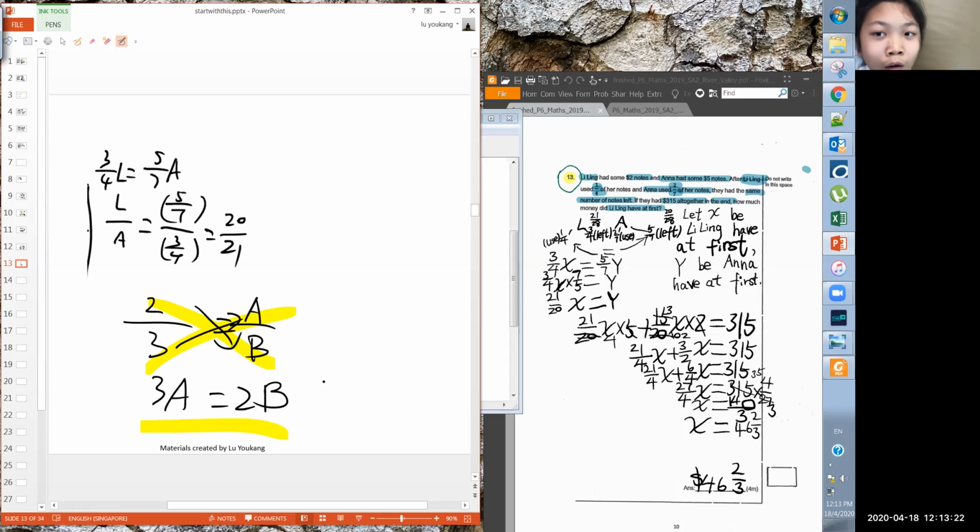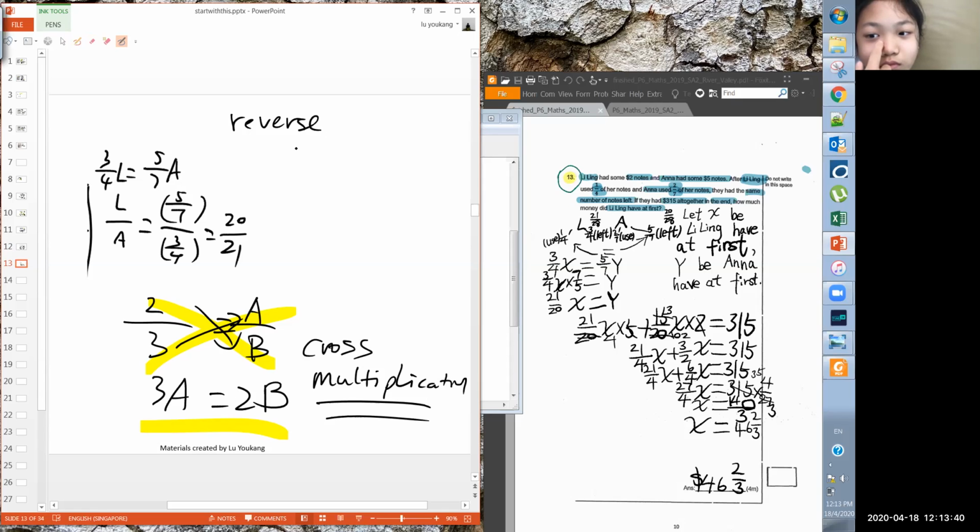This is using cross multiplication method. Okay. And then what did I do here? Over here means I just do the reverse. 就是反过来，意思就是说，如果你给我 3A equals to 2B， so A over B 是等于 2 over 3. Why? Because 3A, 2B. Okay?